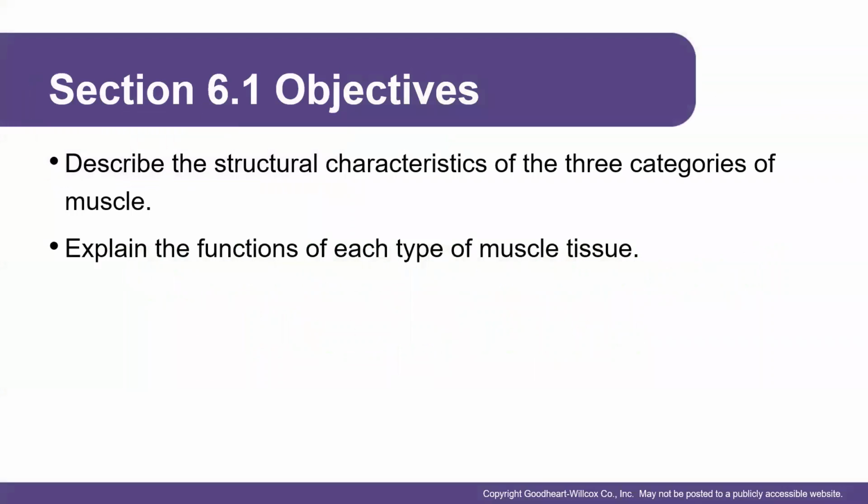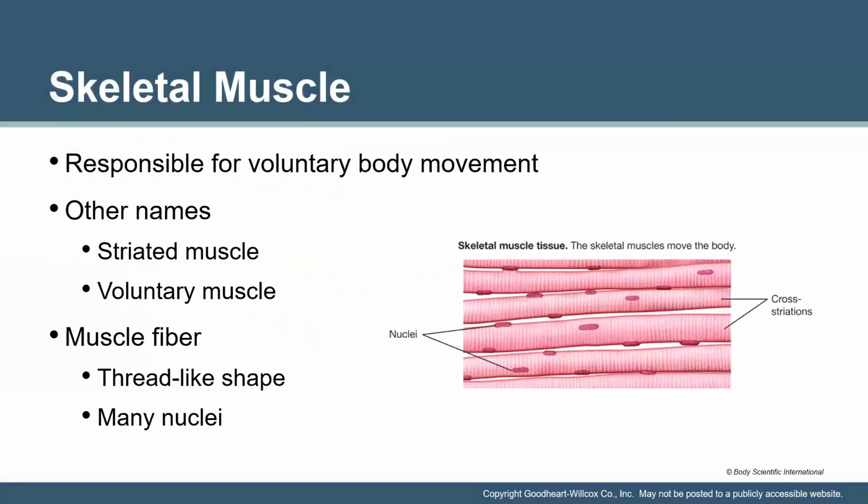The first thing we want to do is look at the different types of muscle tissue within the body. We have three types. There's skeletal muscle, cardiac muscle, and smooth muscle. And each one will be in different or varying places and have some unique and interesting properties.